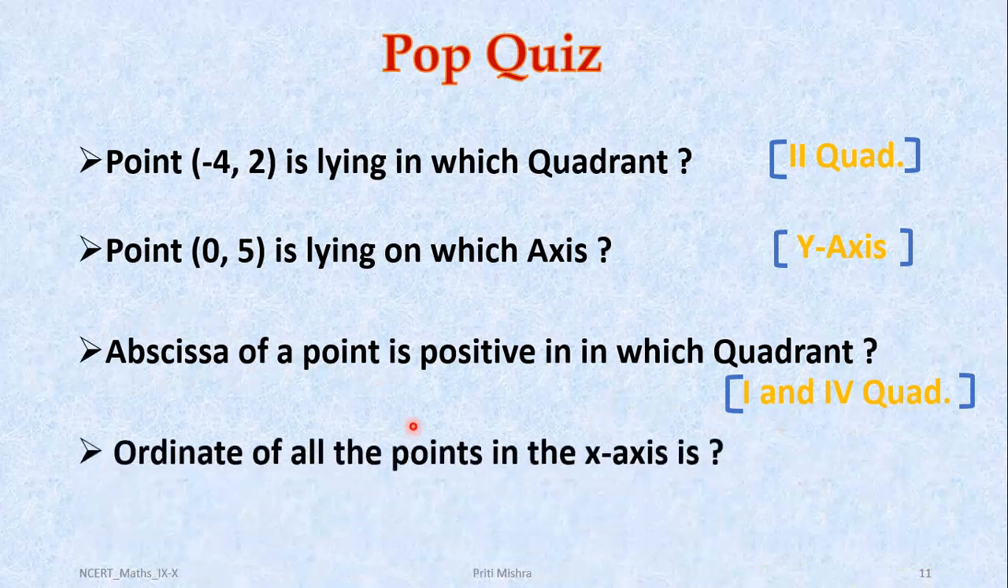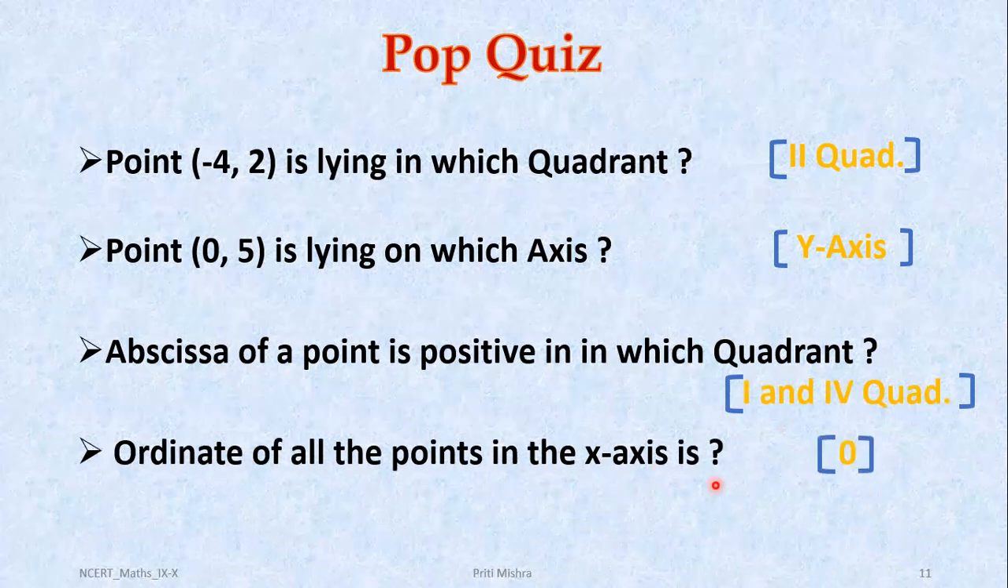And the last question is, ordinate of all the points on the x-axis is what? Yes, ordinate means y coordinate. So on the x-axis, the y coordinate is 0. Always on the x-axis the y coordinate, or ordinate, is equal to 0.